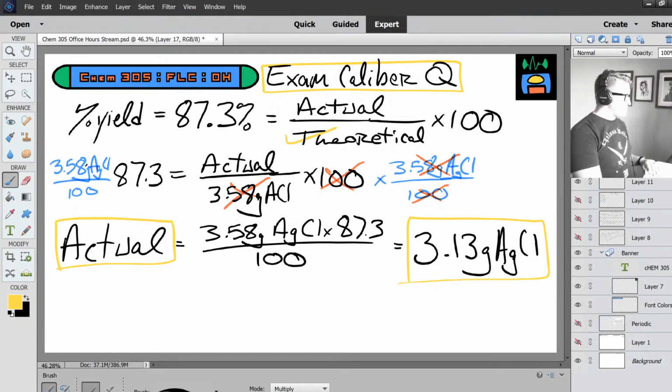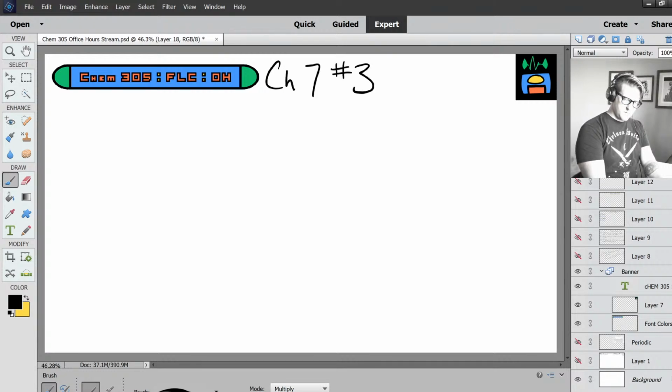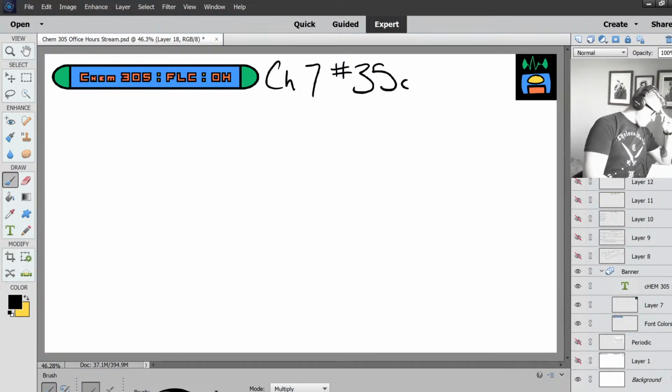from lecture last Tuesday. All right, we have another chapter 7 problem. Number 35, part C. So let's take a look. 35, part C.